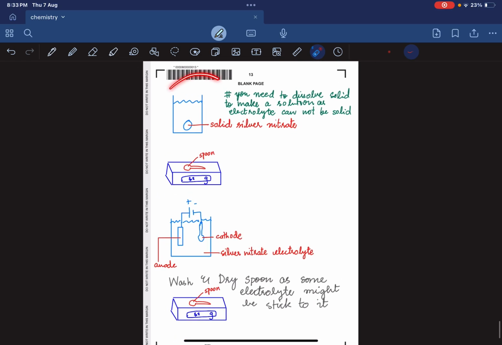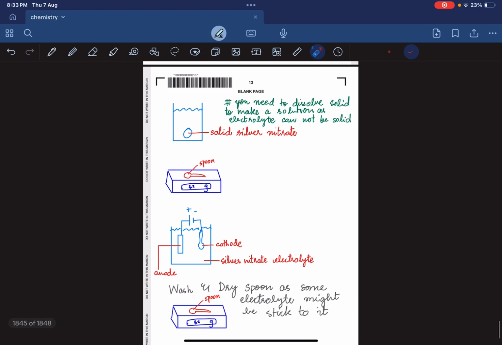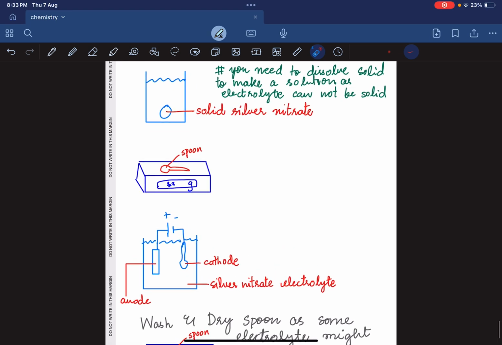So these are the four or five major things that you have to do, and then explain these things on the lines above, and that's going to give you your 6 marks for the question. But don't miss out that you have to place your spoon at the cathode, because the thing that has to be electroplated is always on the cathode, and your solid silver at your anode.